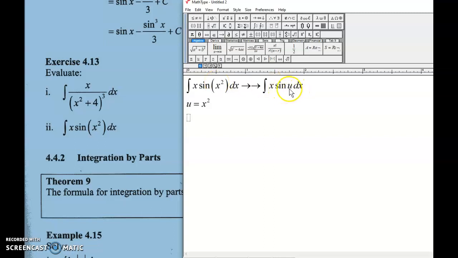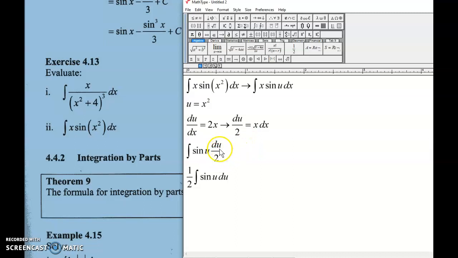So we have x sine u dx. Differentiate it, and we'll get this. So let's try to eliminate x dx. So x dx can be substituted with du over 2. Let's try to substitute it in our function. And there you have it. There is no x there. So we can proceed with the next step, which is to integrate the function.